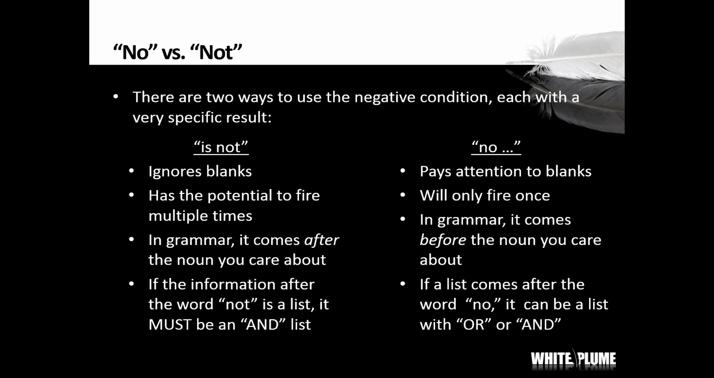The alternative is to say when no diagnosis is. It pays attention to blanks, and so if there's no diagnosis at all, it would say, none of them are diabetes. I need to know about this. It only fires once. In grammar, the word no comes before the noun you care about, and it can have an and or an or list. It doesn't have that same constraint as an is not list. So that may be a little bit more detail than you want, but if something's not behaving the way you expect, it might be due to the use of one versus the other.